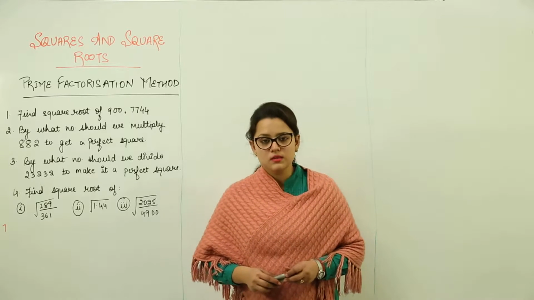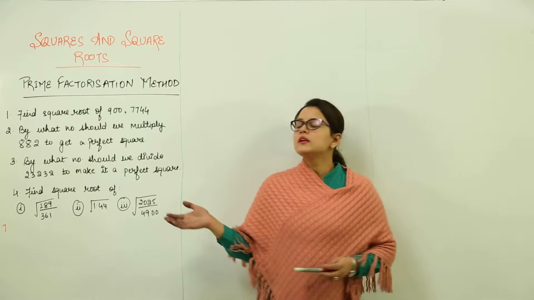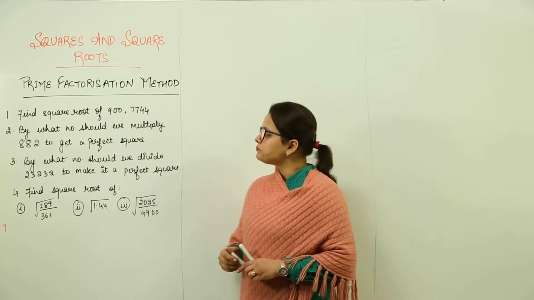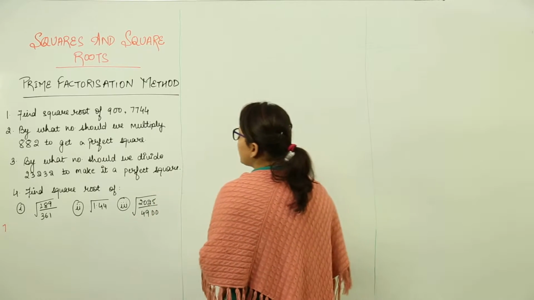The first method is the prime factorization method. We will be discussing the first method first, right? I have taken up some examples that will make you understand it in a better way. So let us start with the first question. It says you need to find the square root of 900.